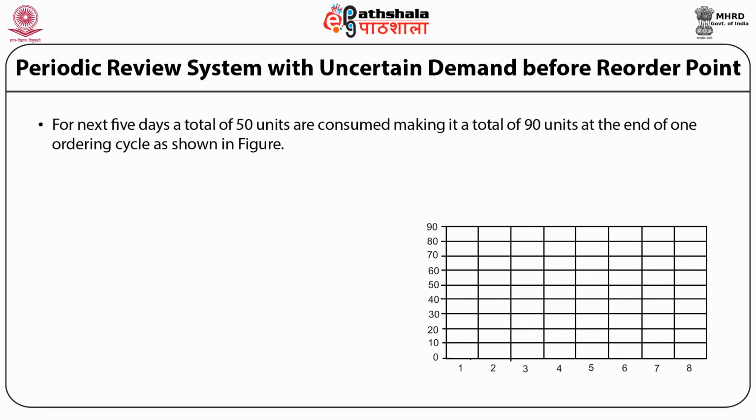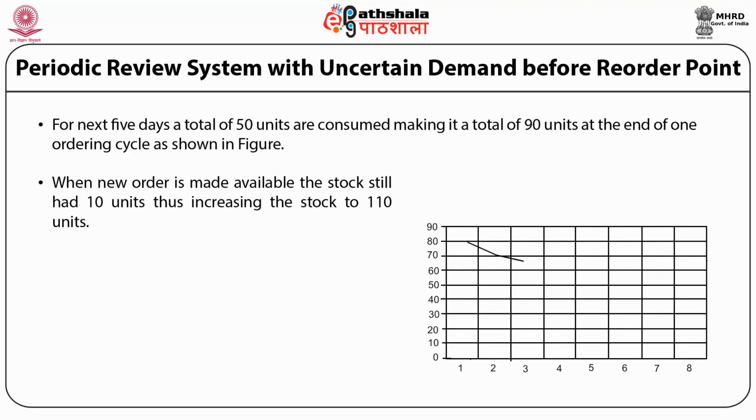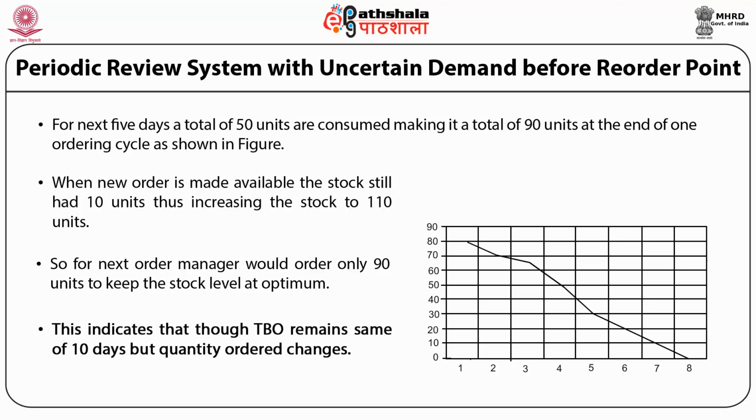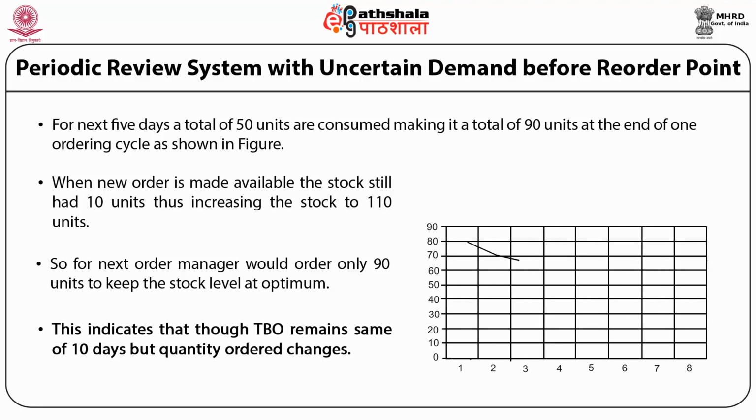For the next 5 days, a total of 50 units are consumed, making a total of 90 units at the end of one ordering cycle, as shown in figure 1c. When the new order is made available, the stock still had 10 units, thus increasing the stock to 110 units. So for the next order, the manager would order only 90 units to keep the stock level at optimum. This indicates that the total TBO remains the same at 10 days, but the quantity ordered changed, as shown in the figure.